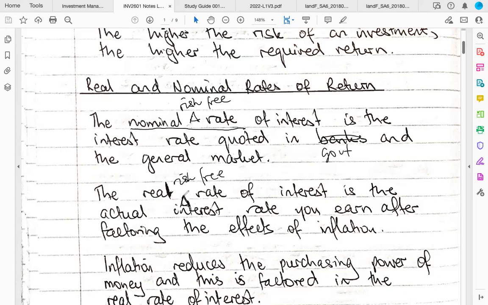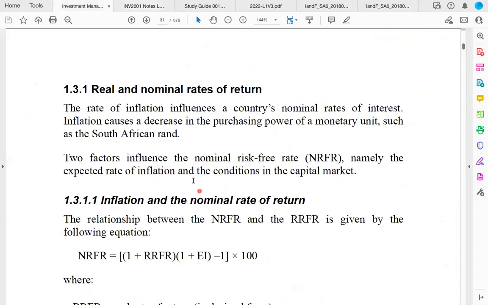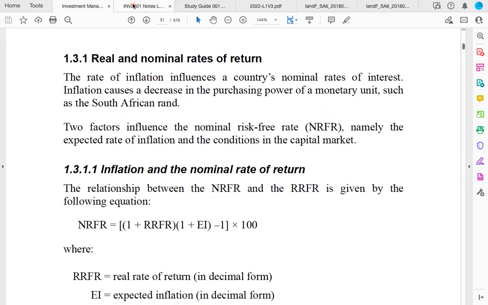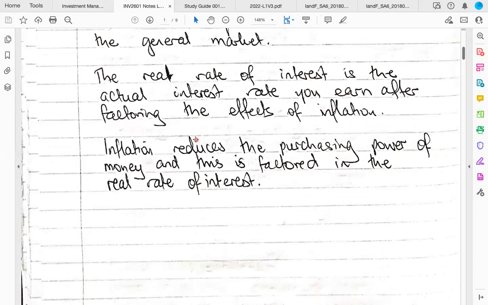And then if it's now the government that has borrowed your money, you've invested in government bonds, and we factored in inflation, we call the return that you earn the real risk-free rate of interest, after factoring in inflation. And inflation reduces the purchasing power of money. So that's what we're just being told right here. So that's an important distinction. I hope you follow that.